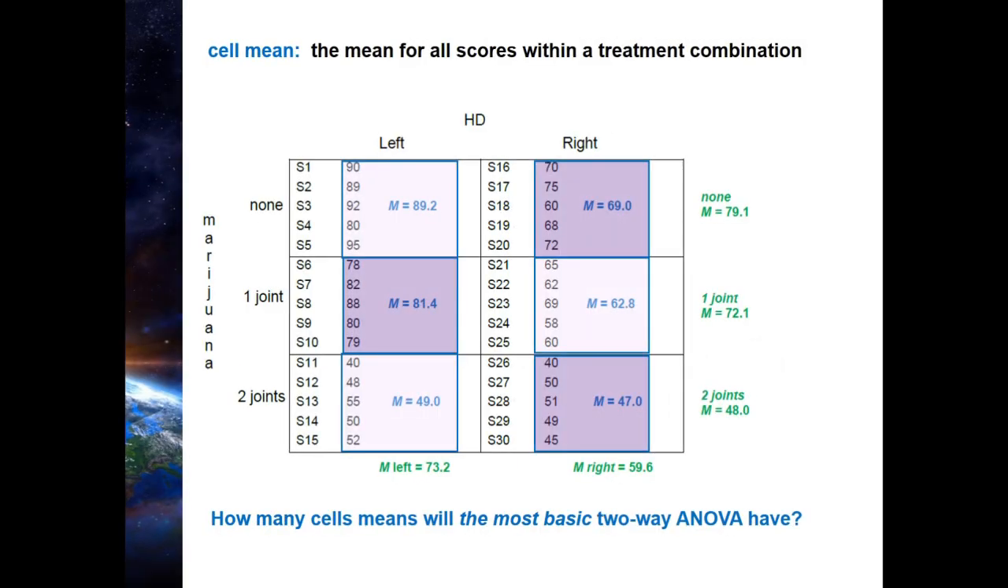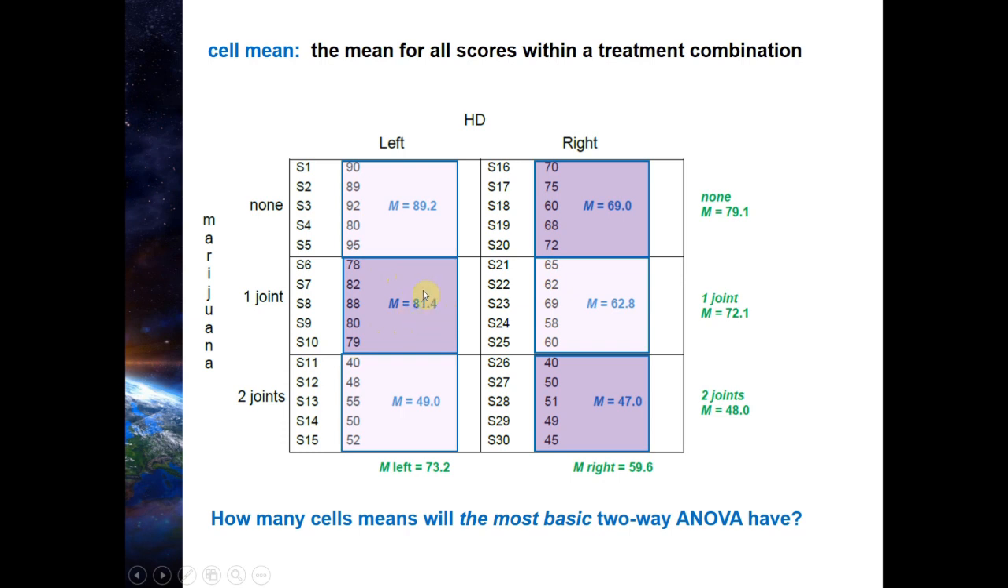What about cell means? Well, remember that a cell represents a treatment combination. Left and none would be here. Right and 1 would be here. Left and 2 would be down here. All right, so each cell represents a different treatment combination. So when you're looking at a cell mean, you only look at the scores within that cell. So this mean here would be the mean of these 5 scores. All right, this cell mean would be the mean of these 5 scores.